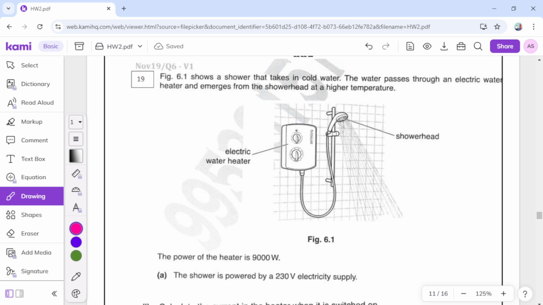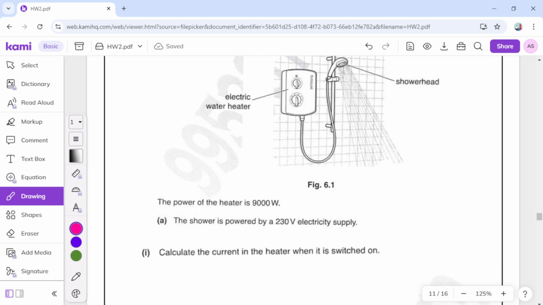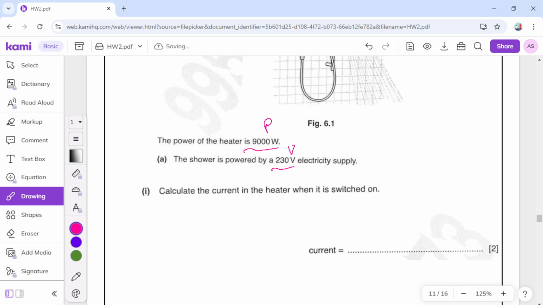Figure 6.1 shows a shower that takes in cold water. The water passes through an electric water heater and emerges from the shower head at a higher temperature. He gave us the power P. The shower is powered by, we have a voltage. Now what is the unknown? He asked to find the current.